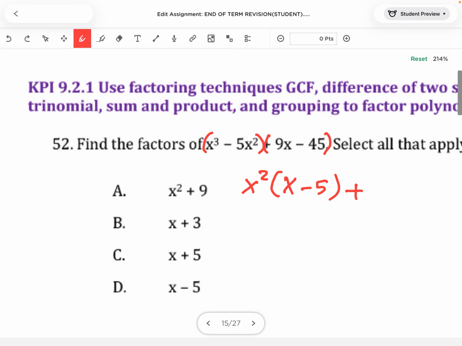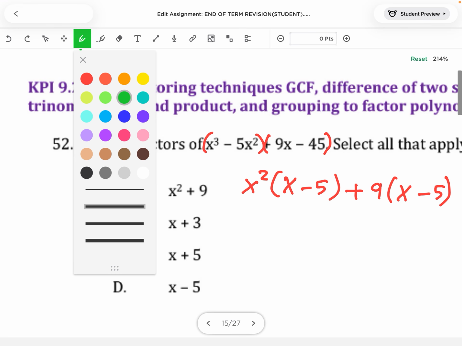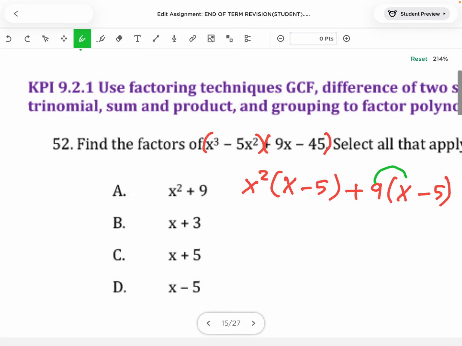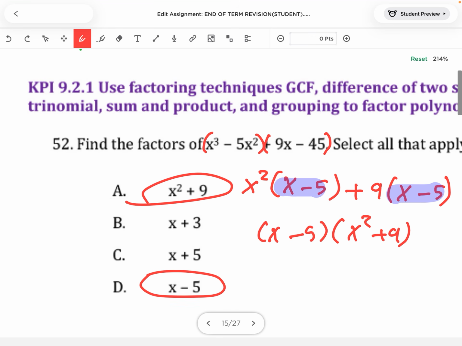What is the common between 9 and 45? It is 9. So 9 is out, I have x. 45 divided by 9 is 5. How can I make sure your answer is correct? Two ways. If you remultiply 9 by x, 9x, 9 by 5 is 45, it is correct. And the second thing, I should have a common thing between both terms, which is what? X minus 5. What is left? X squared plus 9. Oh, x squared plus 9 is not factorable, so we are done.